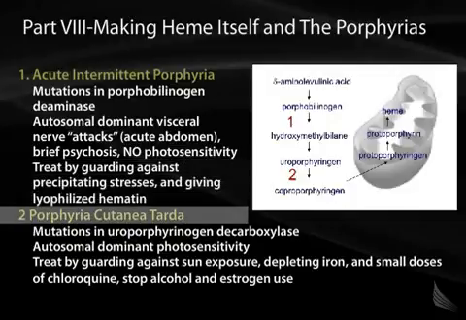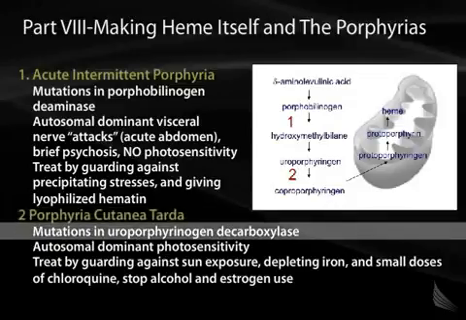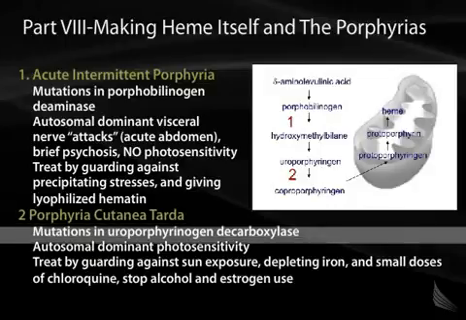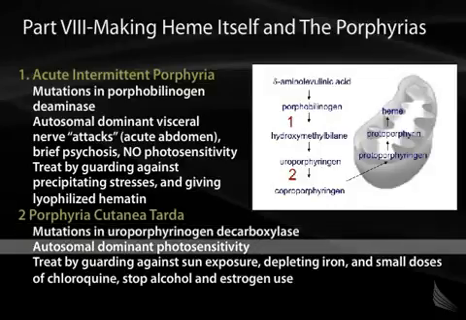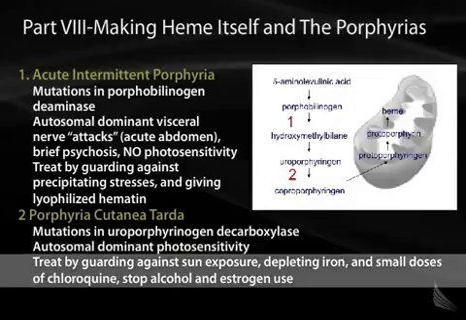The other disease that you may want to know for the boards is porphyria cutanea tarda. And here we see where this enzyme comes into play. It's a mutation in an enzyme known as uroporphyrinogen decarboxylase. This is an autosomal dominant photosensitivity type of disease. And so for these people, we treat them by guarding against sun exposure, depleting iron, and small doses of chloroquine.